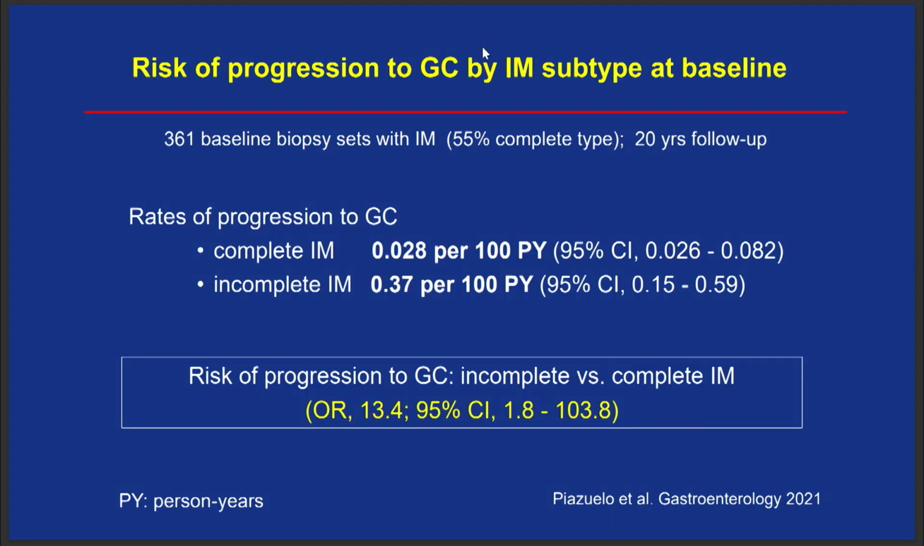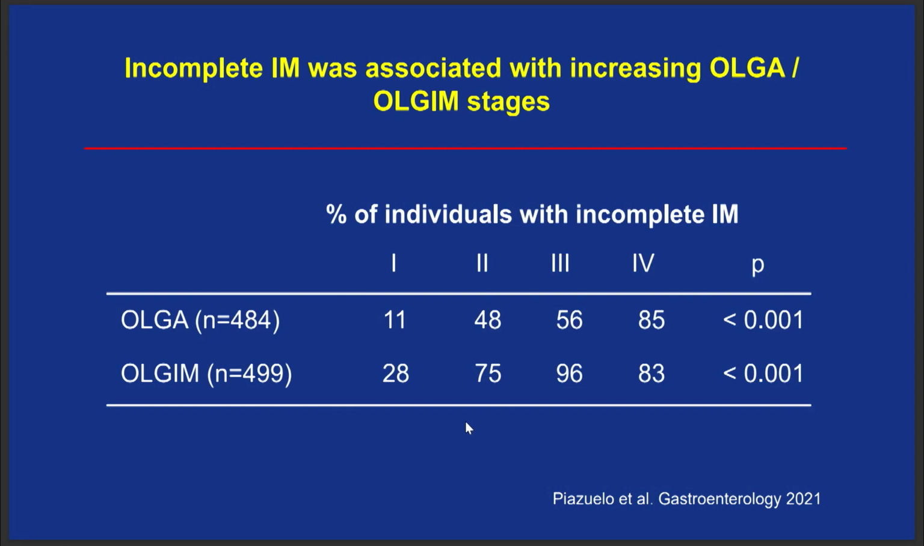The rates of progression to gastric cancer by intestinal metaplasia subtype at baseline were 0.028 and 0.37 per 100 person-years for complete or for incomplete metaplasia. And the risk of progression to gastric cancer for those with incomplete versus complete was 13 times higher. We also found that the incomplete metaplasia was associated with increasing OLGA and OLGIM stages. This is evaluation of OLGA and OLGIM at baseline biopsies. So we found a significant increase. So this also supports that, in cases that you don't have enough biopsies to really stage with the OLGA or the OLGIM systems, you can use the incomplete type as a surrogate for extensive metaplasia.